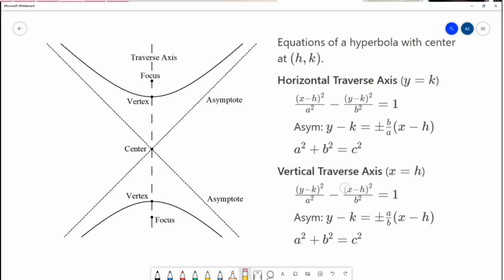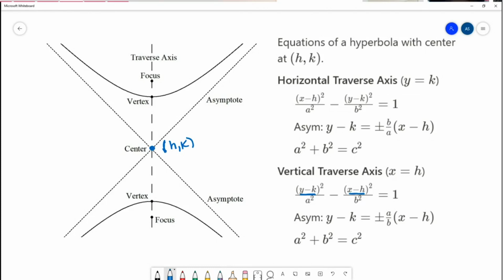We have k and h. And k and h are the labels that we use for the center. So we do (h, k). So h is the x. You can see that h is over here with the x. k is the y coordinate of the center in the y part of the equation.